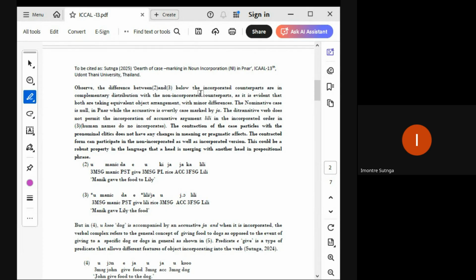So the example below states that the incorporated counterparts are in complementary distribution with the non-incorporated counterparts, as it is evident that both are taking equivalent object arrangement with minor difference. The minor difference is in the sense that they lose the gender marking or the case marking. The nominative case is null in Pnar, while the accusative case is overtly marked by ya.